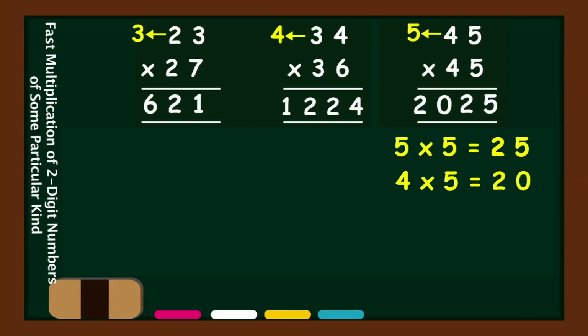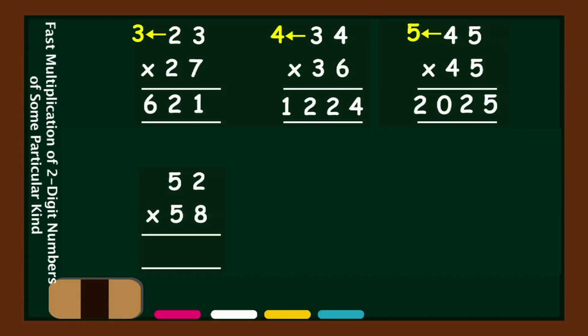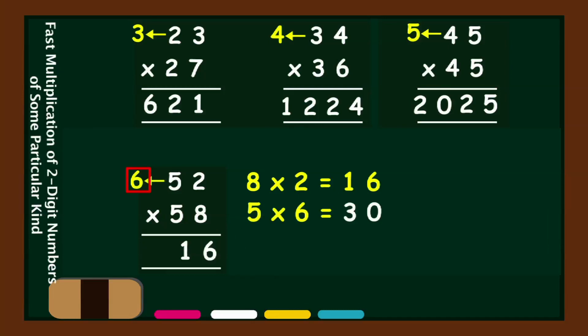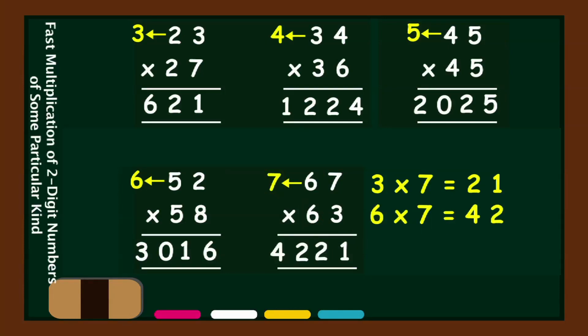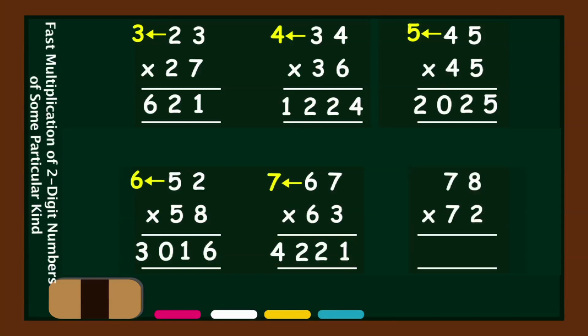If we practice more problems, we can do directly without this step. Now take the next one. 52 into 58. So 8 into 2 is 16 and 5 into 6 is 30. So the answer is 3016. Take the next one. 67 into 63. 3 into 7 is 21 and 6 into 7 is 42. So the answer is 4221. Now take the next one. 78 into 72. So 8 into 2 is 16 and 7 into 8 is 56. So the answer is 5616.